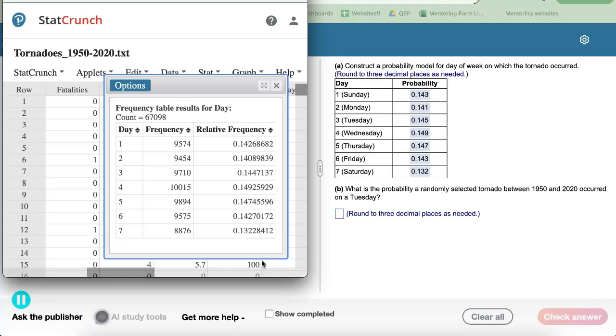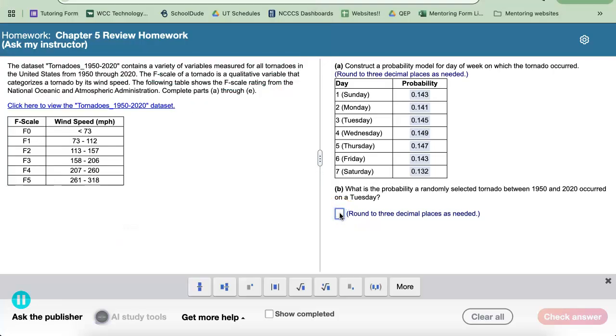From here, we can answer other questions, like, for instance, what's the probability that a tornado occurred on a Tuesday? We can come right back to the probability model and grab that answer here, that it is 0.145.